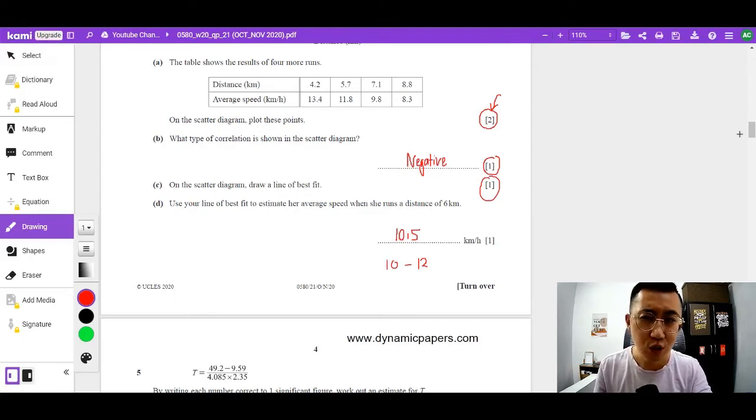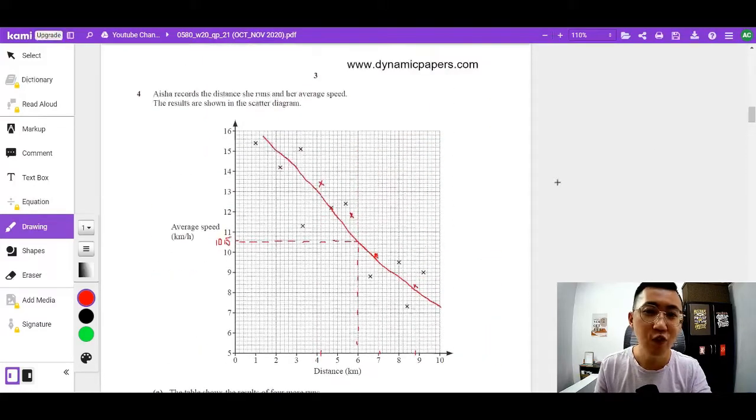So no need to be so serious what is the correct answer for line of best fit, as long as you leave some points above and some points below. That is actually considered a very good line of best fit. Okay, so that is actually question 4.